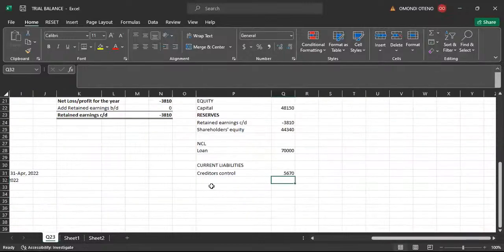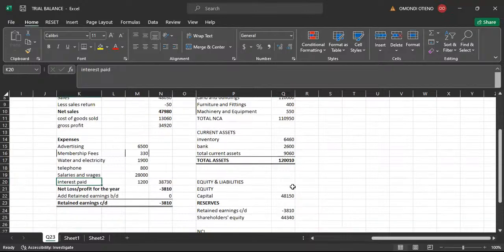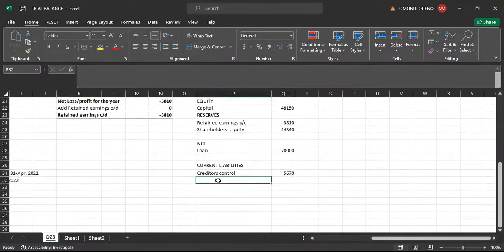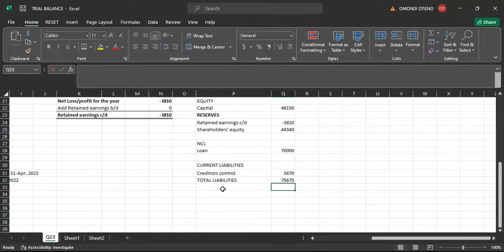So we can now go ahead to get interest paid. That was an expense. It was already paid. They indicated it is interest paid. So if it is paid, it only finds its way to statement of comprehensive income, not statement of financial position. So we are now able to get total liabilities. We just add our liabilities here. And then total equities and liabilities.